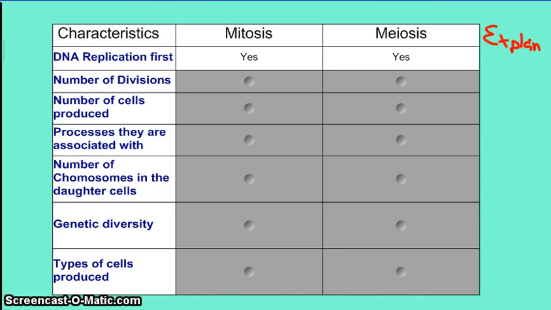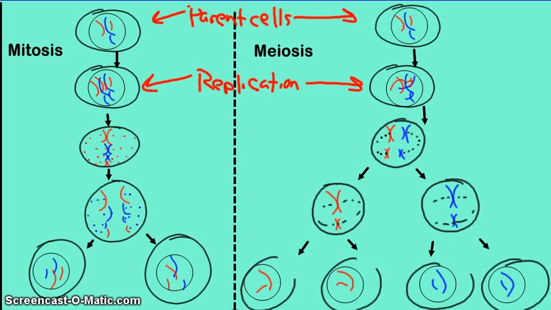The next topic, number of divisions. Well, mitosis goes through 1 division, and meiosis goes through 2 divisions. And that's important to understand because it explains how we get the correct number of chromosomes at the end of the process. If you recall in this diagram right here, after DNA replication, we have cells that have 8 chromosomes, 4 copies of each of the 2 kinds of chromosomes in this case, or 4 copies of each type.